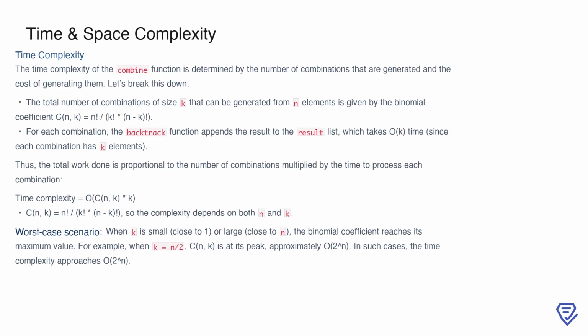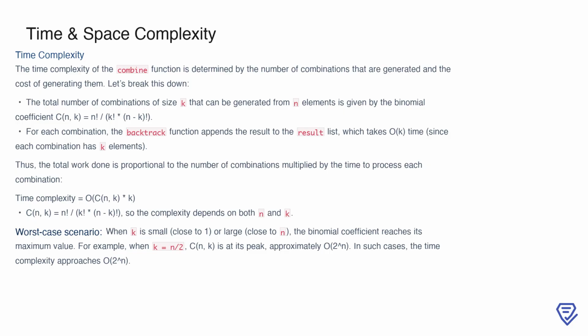The time complexity of the combine function is primarily influenced by the total number of combinations that need to be generated and the cost of producing each combination. To calculate this, we rely on the binomial coefficient, C(n, k), which represents the total number of ways to choose k elements from a set of n. This can be expressed mathematically as n! divided by the product of k! and (n-k)!.